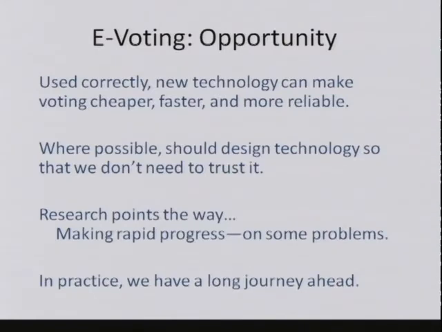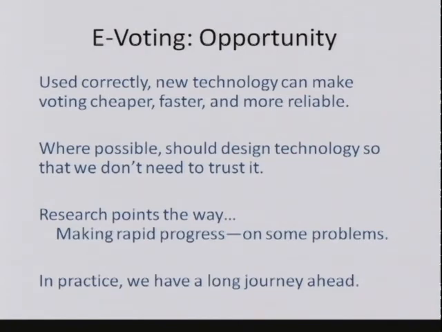All right. So I hope I've convinced you at least a little bit that if you use new electronic technologies correctly and creatively, we can make voting cheaper, faster, and more reliable than a paper-based system. You can do better than paper-based. Our goal shouldn't be to get back to where we were before these computers came along, but to do better. Where it's possible, we want to design the technology so we don't have to trust it. We want to have the paper trail on the side of an electronic counting system. If we're using machines in recounting, we want to check up on them with manual checking.